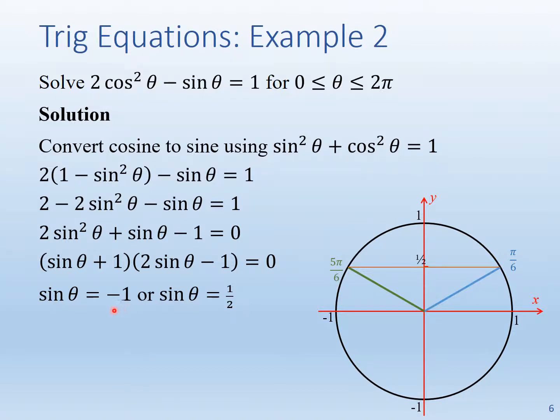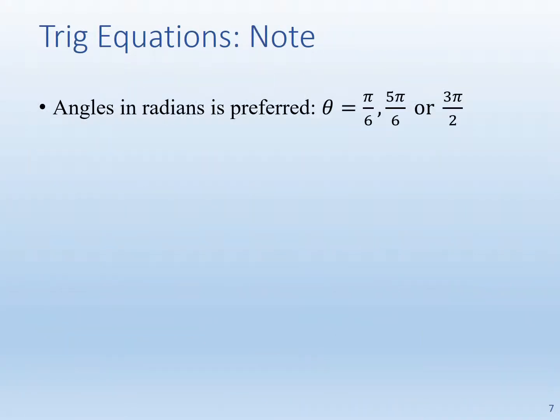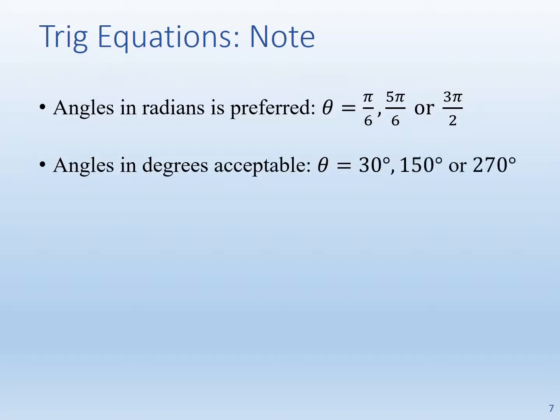Our solution to sine theta equals negative 1 is down here. There's our negative 1, our y equals negative 1. And our angle is the angle that takes us all the way around to there, which is 3 pi on 2. So we now have these 3 solutions, and we'll just put those in ascending order there to give us our 3 solutions. We prefer to write our answers to trig equations in radians, although angles in degrees are also acceptable.